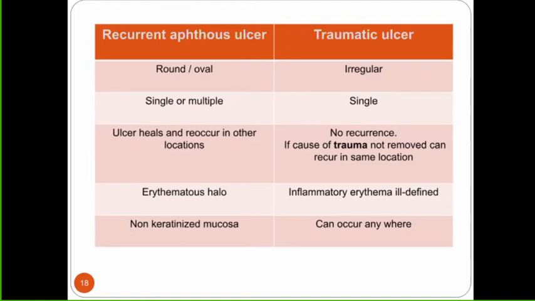Remember the picture which we saw just now about the aphthae: the erythema is there around the ulcer. So that is a classical sign. Here in traumatic ulcer, it is ill-defined. And aphthae occur on non-keratinized mucosa, and a traumatic ulcer can obviously occur anywhere because wherever there is trauma, you can expect an ulcer.